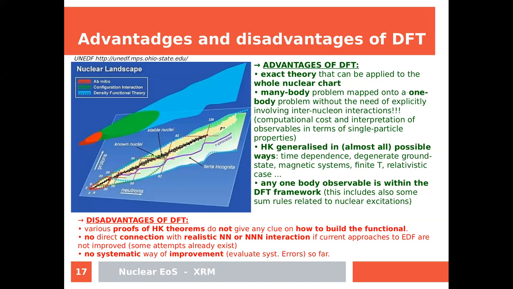Here I give you some advantages and disadvantages that more or less all of them I already mentioned. Maybe the only one I have not mentioned is this one here: the Hohenberg-Kohn theorem has been extended, generalized in all possible conditions. So as for time-dependent theories, you can also have the time-dependent density functional theory, of course, for the general ground state, magnetic system, finite temperature, and also in the relativistic case.